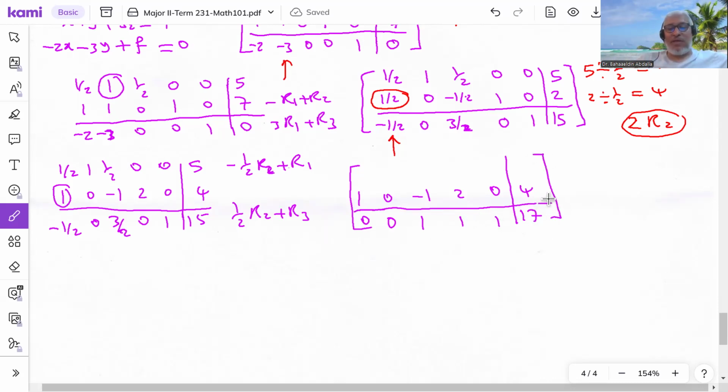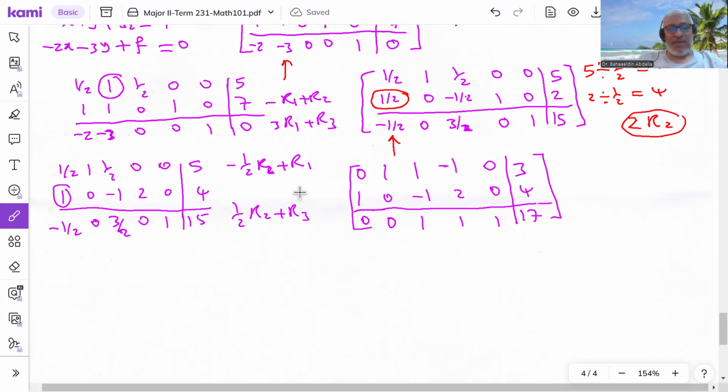But let us find the first row. Negative half plus half, that's 0. Negative half times 0 plus 1. Negative half times negative 1 is half, plus half, that's 1. Negative half times 2 is negative 1 plus 0. And negative half times 0 plus 0. Negative half times 4 is negative 2 plus 5, that's 3. And this is the last matrix, the final matrix.